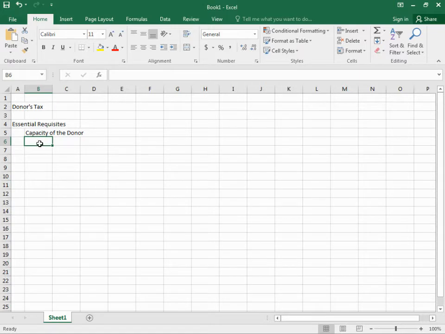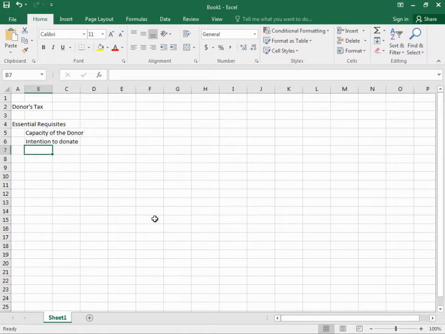Okay? The next is the intention to donate. So, under intention to donate, syempre dapat stipulated na it is the intention of the donor to give and transfer ownership of the property. Okay? And it must be voluntary. Okay? So walang implied donation.